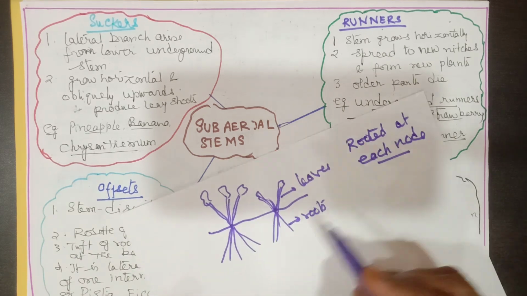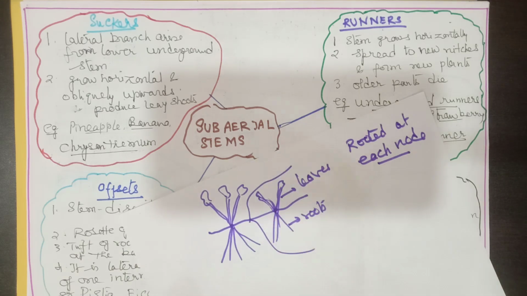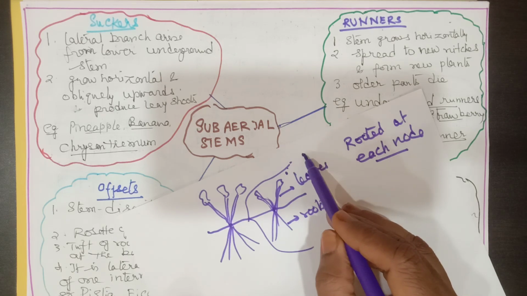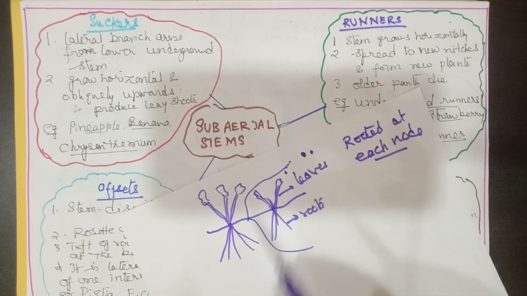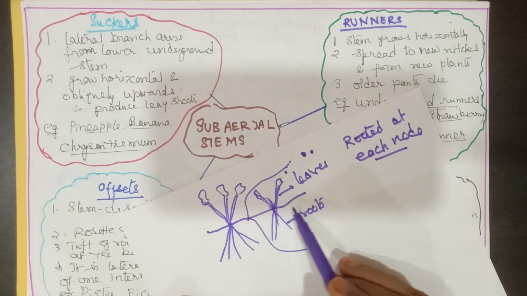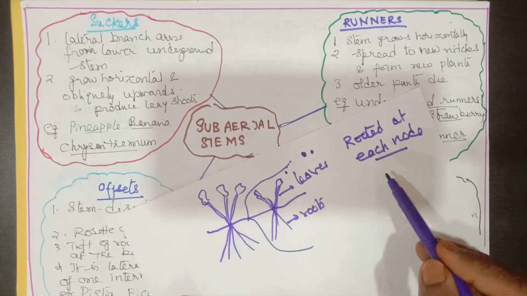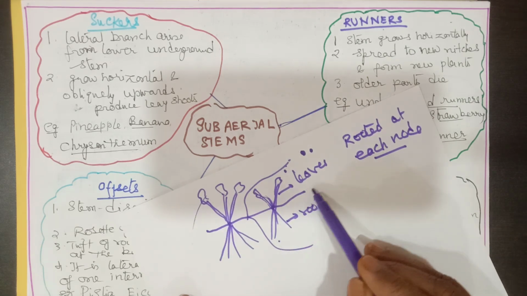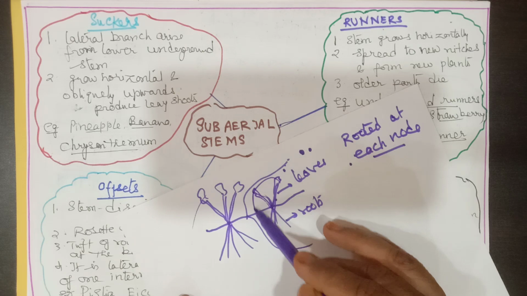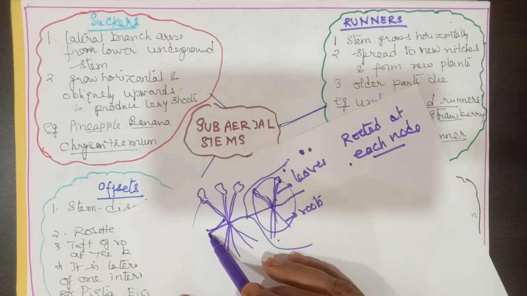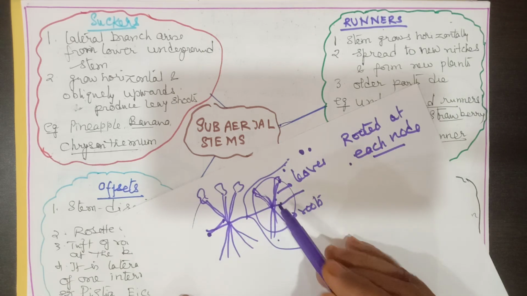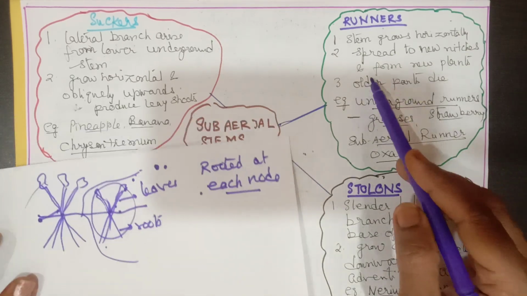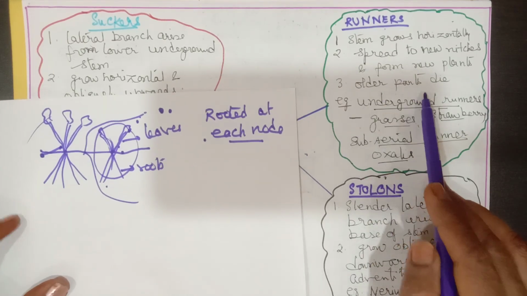The stem will grow horizontally. It may show different branches in different directions, and then these branches will develop and establish themselves in the soil, developing adventitious roots. As the stem is growing in different directions, the older parts of the stem will die, and whichever is the new part will survive. This older part will die, and this new part now develops into a new plant. So here we can see it develops into new niches and older parts will die.